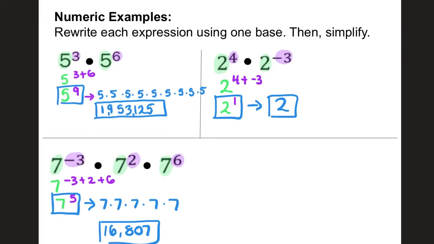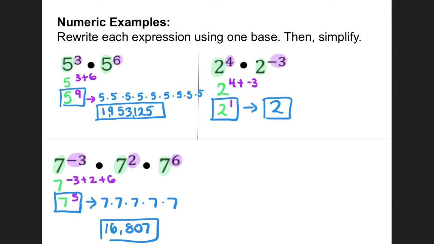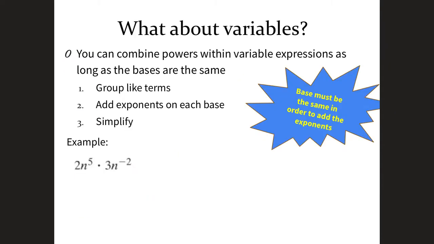And this gives us all of our different examples of applying these properties with numbers. Now, when variables are involved, there's a couple things you're going to do. First, you're going to group like terms that have the bases that are the same. Then you're going to add the exponents. And lastly, you're going to simplify.